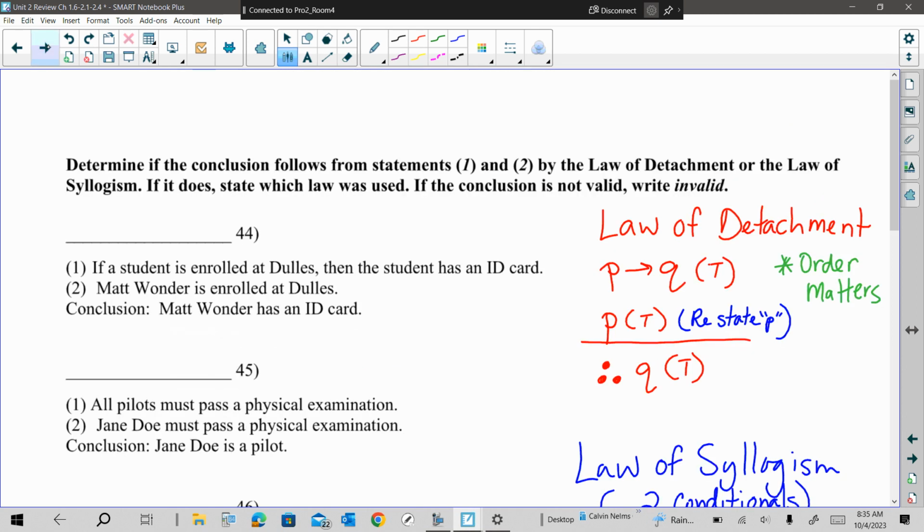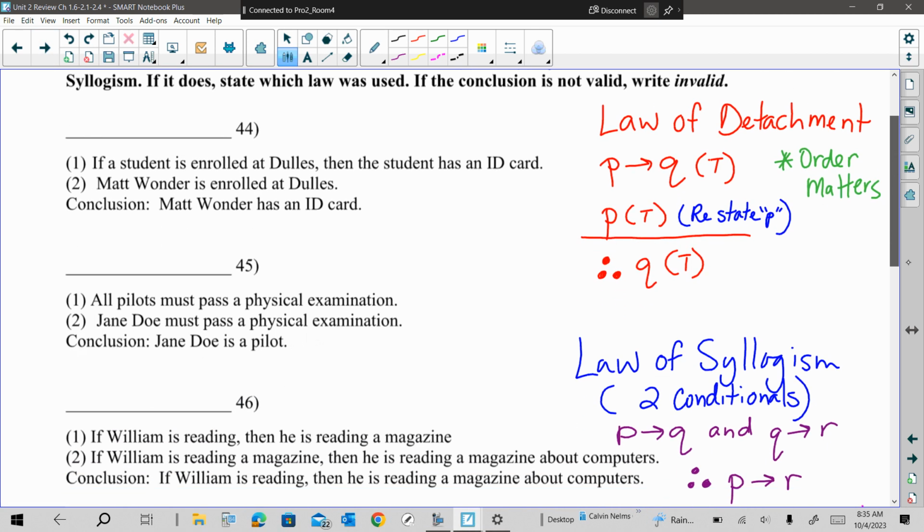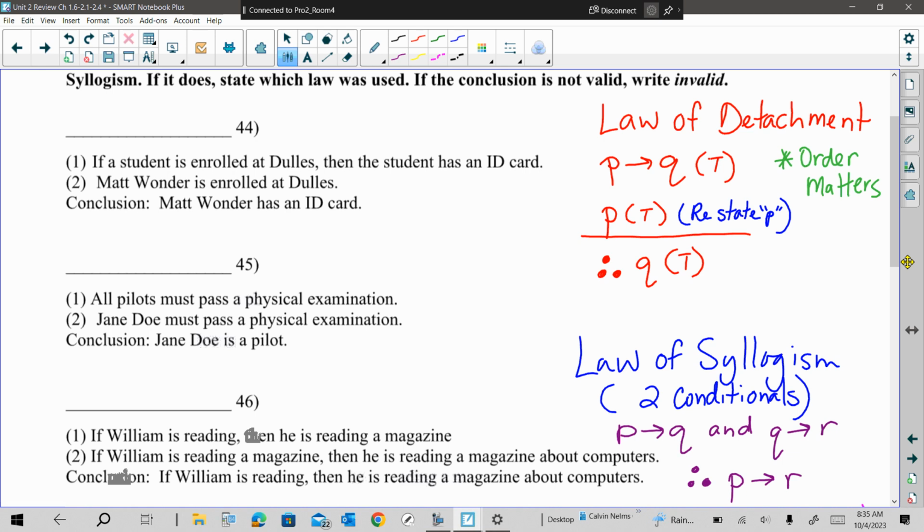So the last part of our logic unit is deductive reasoning, the two laws from yesterday: law of detachment and law of syllogism. For detachment, the order matters. You're going to give one conditional statement, P arrow Q, if it's true, and then you restate P, then you can conclude the Q. It has to go in order. You can't go from P, then state Q, and then state P again. You have to start with P, restate it, and then conclude. Yes? Do we need to work this out? It's up to you.